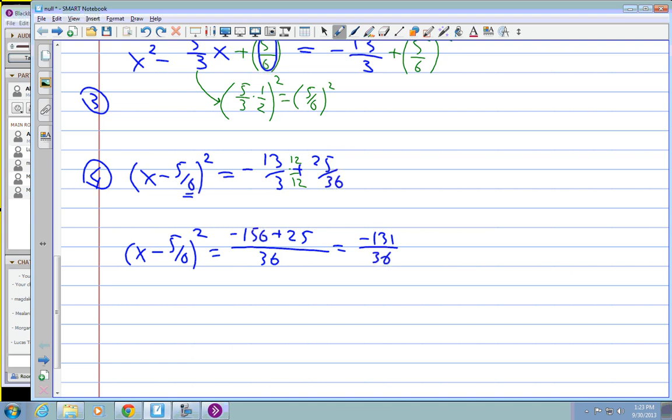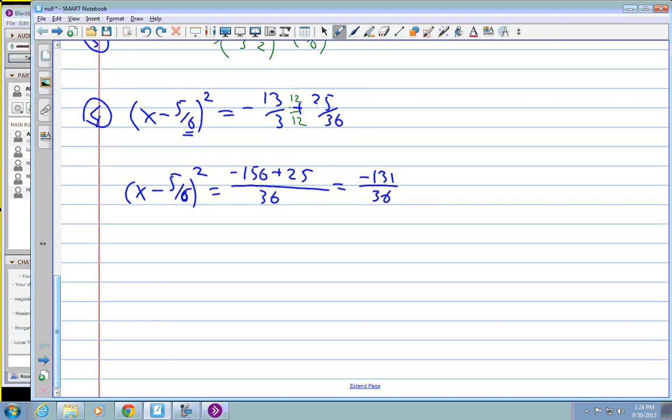Okay. So now when we've got it to this point where I have a perfect square on the left and whatever number on the right, I'm going to start taking square roots of both sides, the square root of the square. The right-hand side is negative, so I know my answer is going to come out with i's and so forth. I'm not going to have any real answers here. But at this point, you just start taking square roots of both sides. So that's x minus 5/6 equals plus or minus the square root of negative 131 over 36. So it's always plus or minus when you take the square root of both sides.